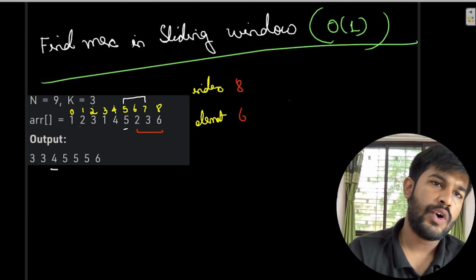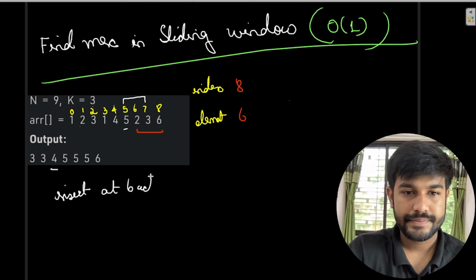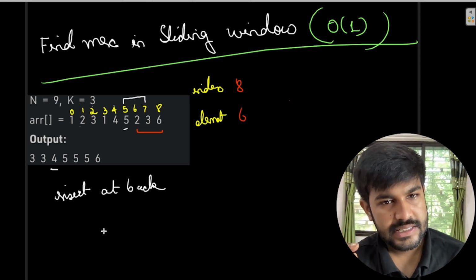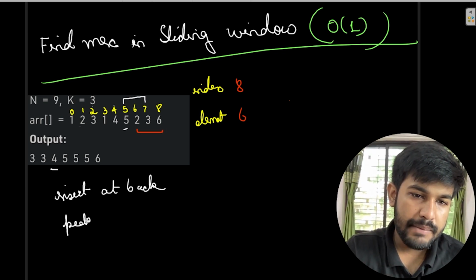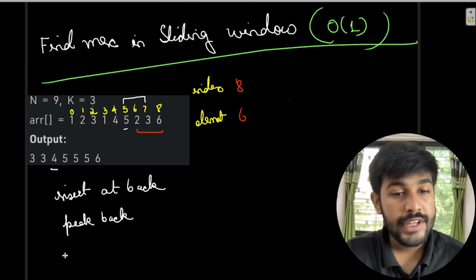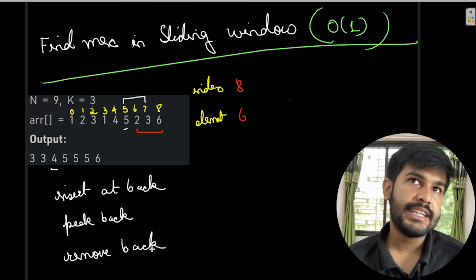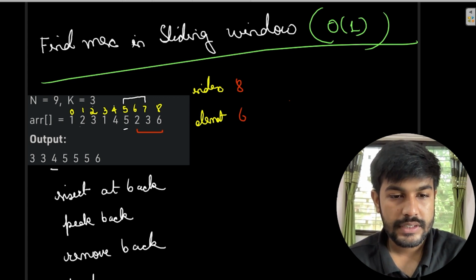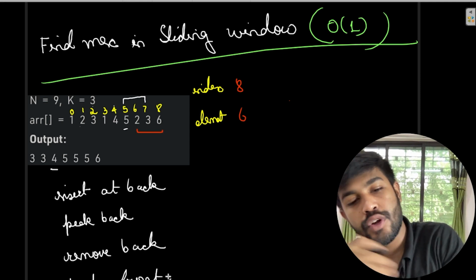So we want insertion at the back. Now if the last element is less, we want to see the last element. So we need to peek the back element, and then we need to remove the back element also. Next, we need to report the first element, so peek front. We need to peek the front element, insert from the back, and remove from the back also.